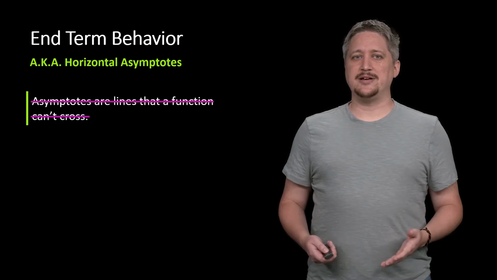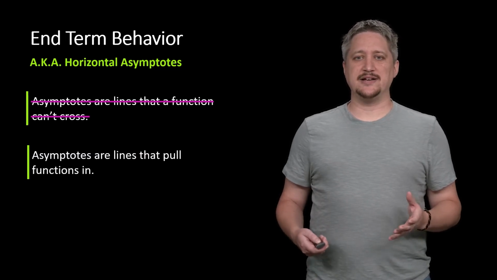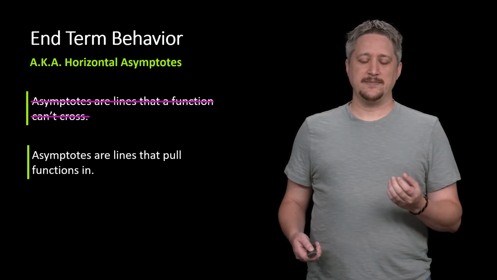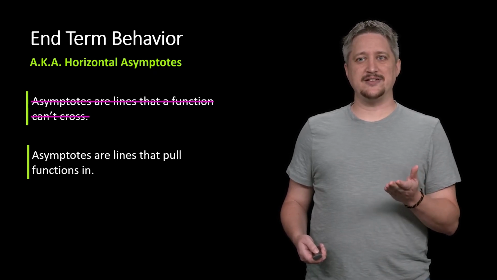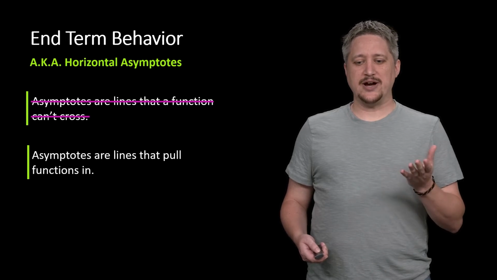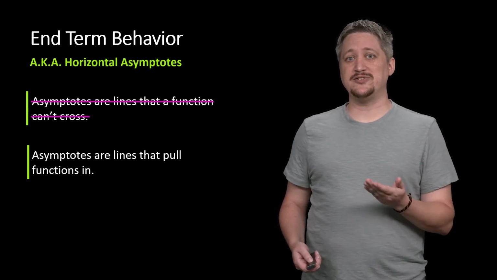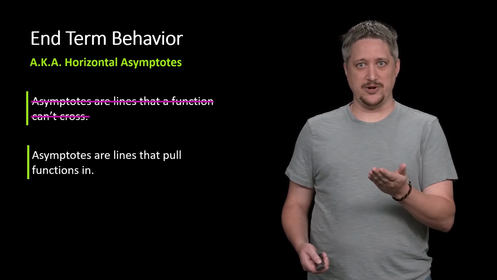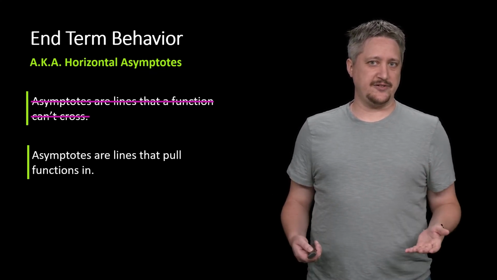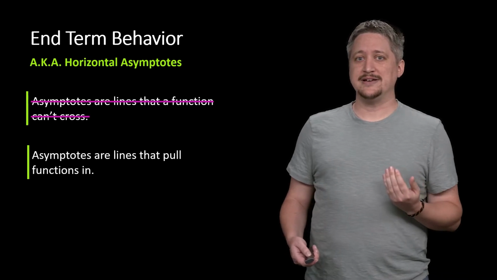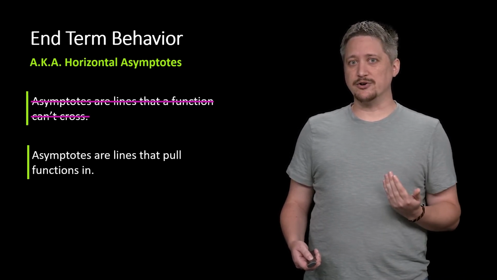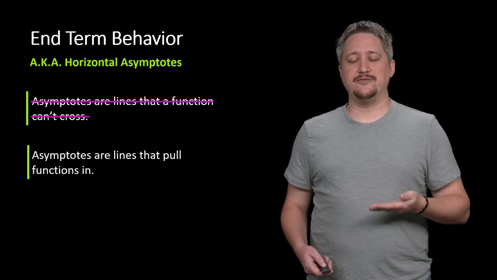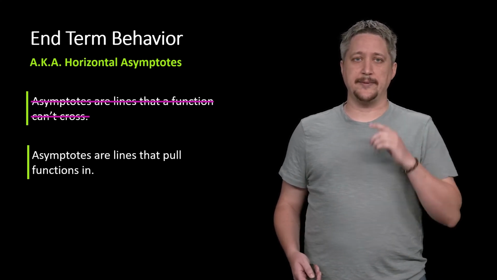A better way to think about it, though, is that asymptotes are lines that pull in functions. Okay, so they are barriers in the sense that they're trying to attract the function to get as close as they can to becoming what that line is doing. So if it's a vertical line, it's going to try to pull in the function to look as vertical as possible. If it's a horizontal one, it'll try to pull the function into looking like a horizontal line.